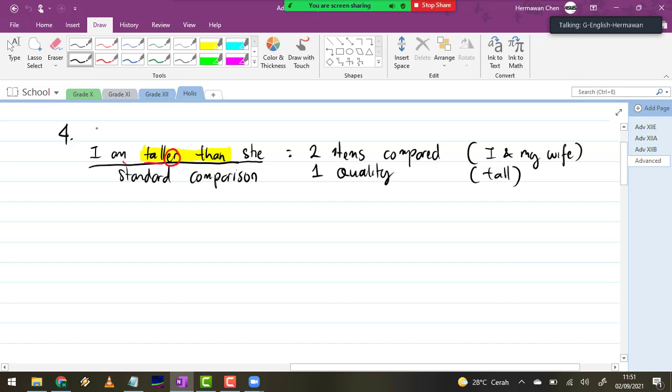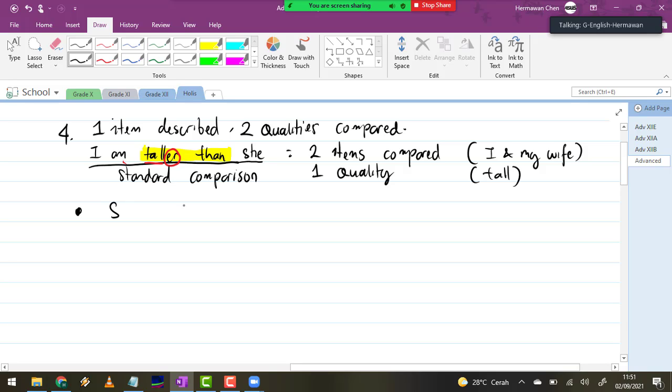But for number 4, there is only one item described, but there are 2 qualities compared. Okay, hopefully you understand the explanation. Let's start with the first pattern.